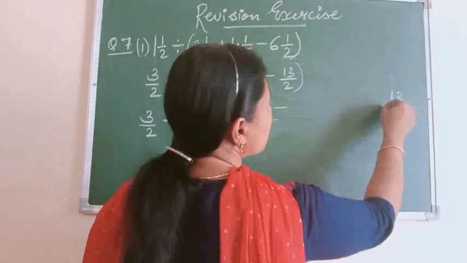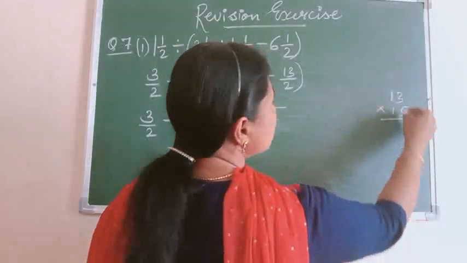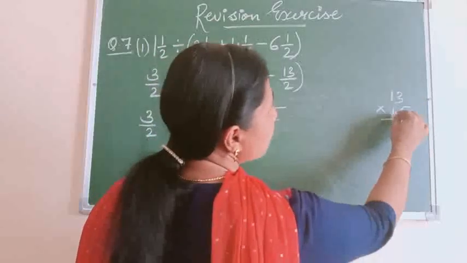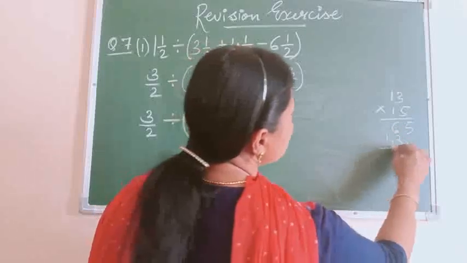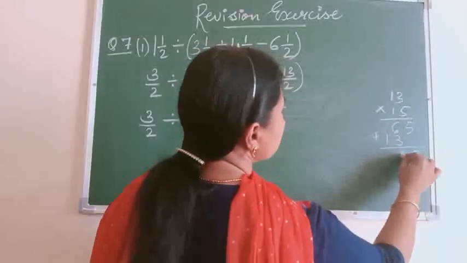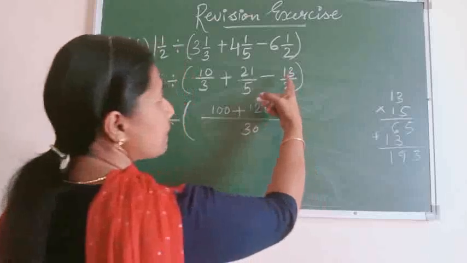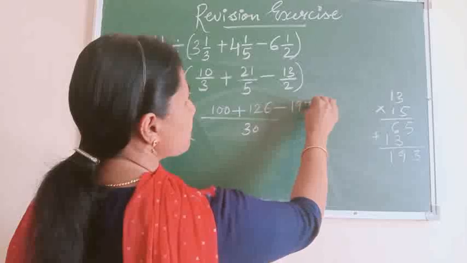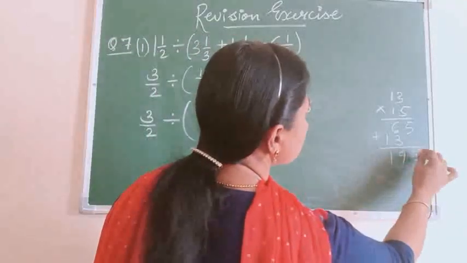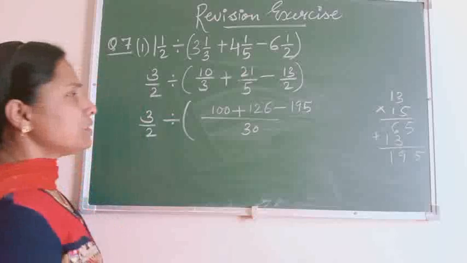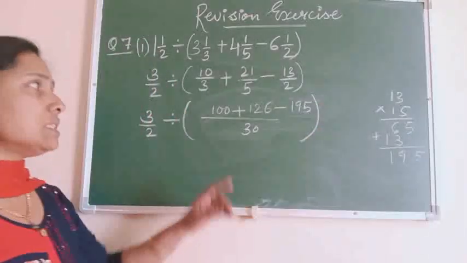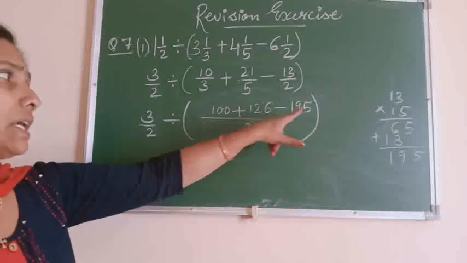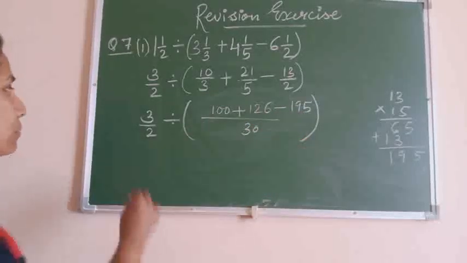See in the rough column. 13 multiplied by 15. 5 3s are 15, 1 remainder. 5 1s are 5, plus 1, 6. 1 3s are 3 and 1 1s are 1. Now adding this, 5, 9, 1. So after multiplying 13 into 15, you got 195. So here you changed the numerator also. Now the positive numbers you have to add together and the negative numbers should be subtracted from that. That we are doing in the next step.